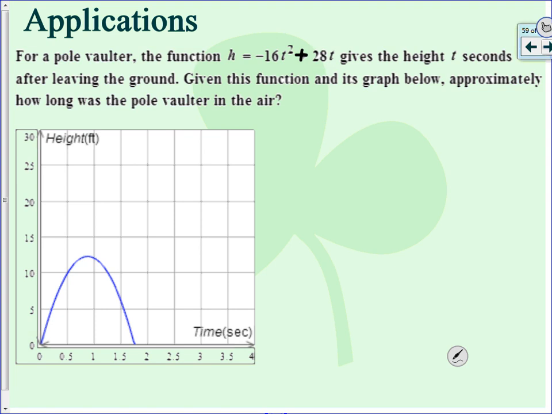So this references a pole vaulter, and there's an equation that represents the height given how much time it takes them to do their pole vault. It's going to be negative 16t squared plus 28t, which gives the height in t seconds after leaving the ground.